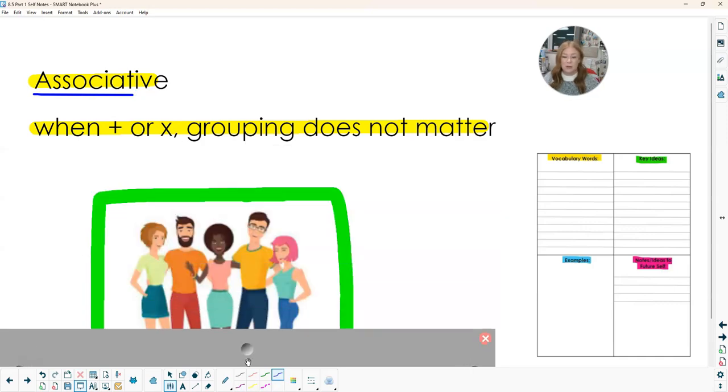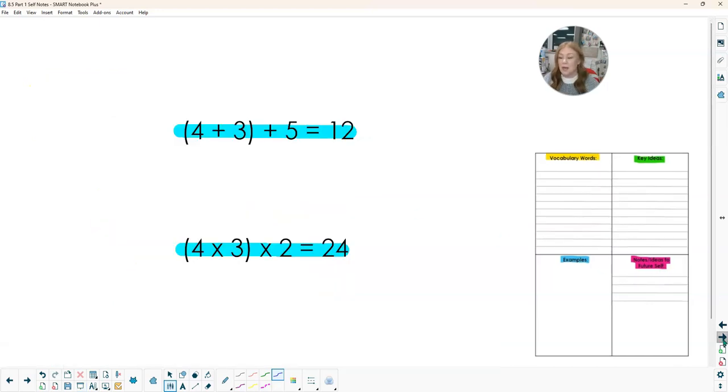So we're going to draw a little picture with associate to remind us, right? Draw a group of people. We associate with different people. And some examples of the associative properties. So here we're starting and we grouped 4 and 3. They're associating first. 4 plus 3 is 7. Then they bring in the 5, 7 plus 5 is 12.